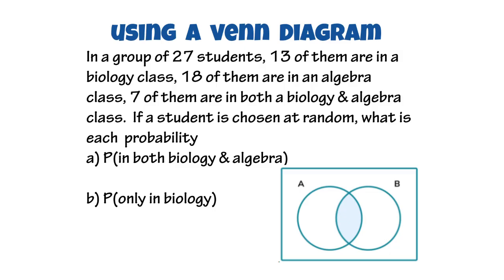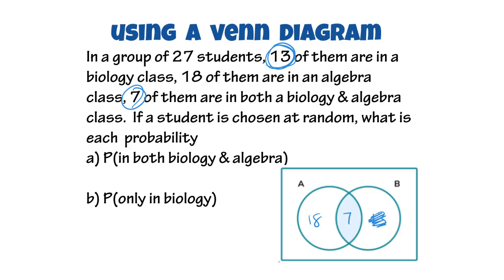Now, it might be tempting to say that there are 13 in biology and 18 in algebra. I used A for algebra, B for biology, and then 7 in both. But if you add this up, that does not add up to 27 students. That is not what this means. It means that there are 13 students in biology, but of those 13, 7 of them happen to also be in the algebra. So I can't put 13 here.